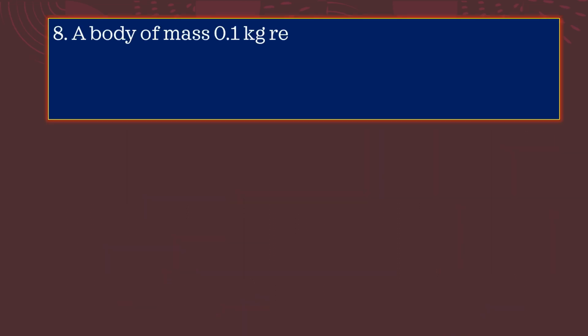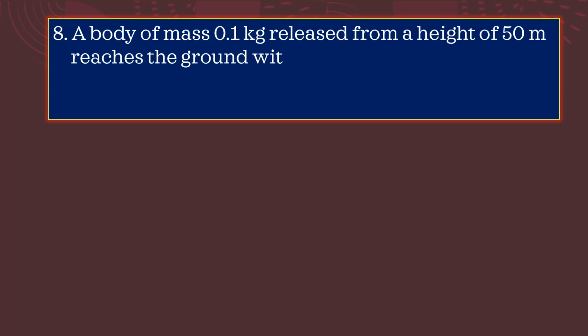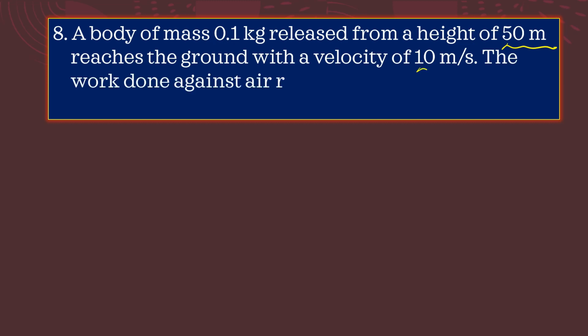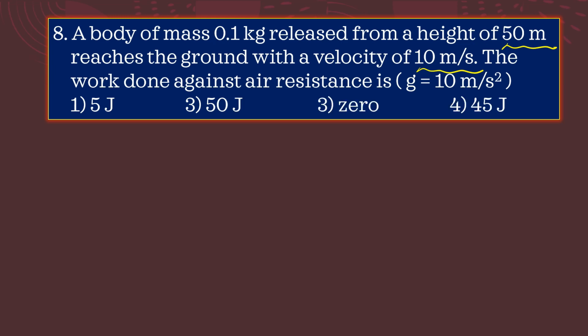A body of mass 0.1 kilogram released from a height of 50 meters reaches the ground with a velocity of 10 meters per second. The work done against a resistance is... here in this question they have given g as 10 meters per second square. So now we have to calculate the work done against resistance. Let us go to the solution.